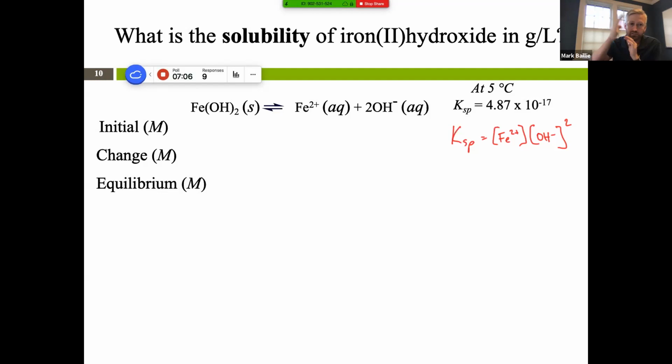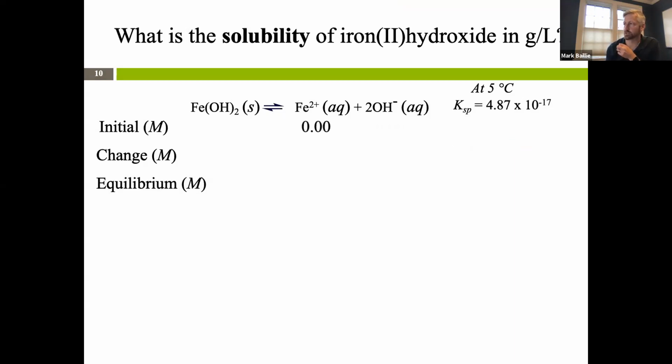So regardless of what happens in the ICE table, we always know that our KSP is going to equal the concentration of products raised to the stoichiometric coefficient times each other. So keep that in mind. That's not going to change. The question is, what is the concentration of OH- at equilibrium? And so that's where the 2 comes into play again. Not only the stoichiometric coefficient, that's the exponent, but also in the concentration.